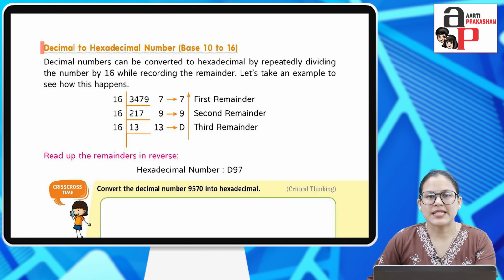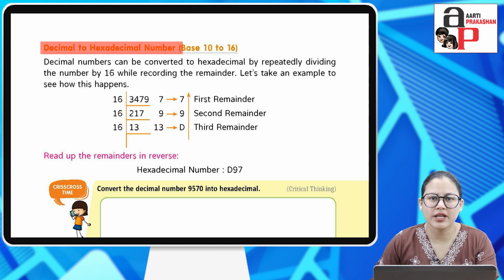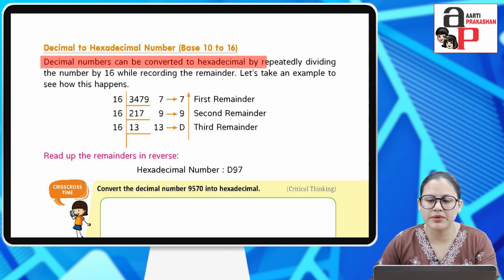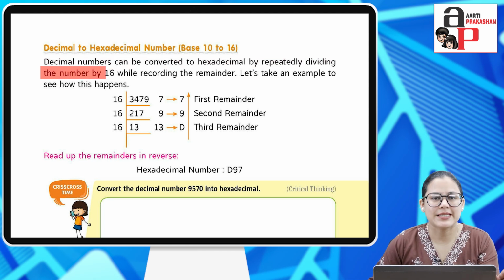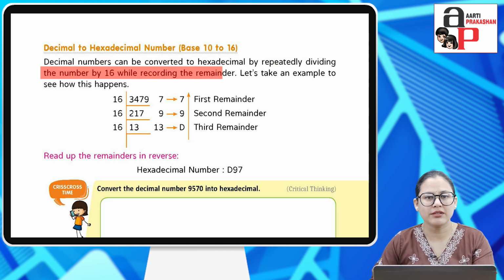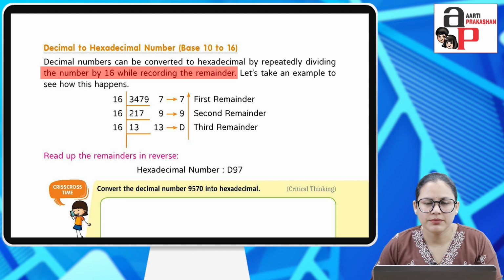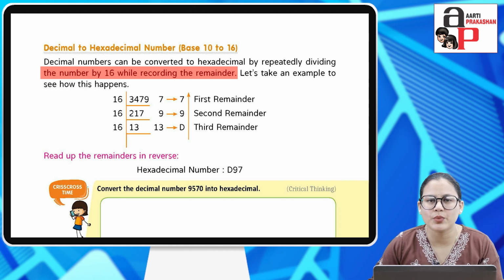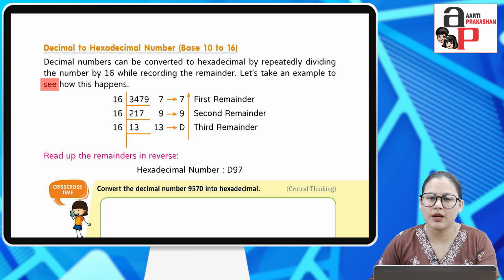Okay, next decimal to hexadecimal, base 10 to 16. Decimal numbers can be converted to hexadecimal by repeatedly dividing the number by 16 while recording the remainder. Again, the procedure is the same. The only difference is that we have to divide the number by 16. Okay, let's take an example to see how this happens.